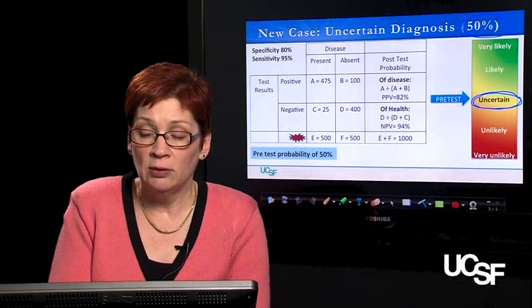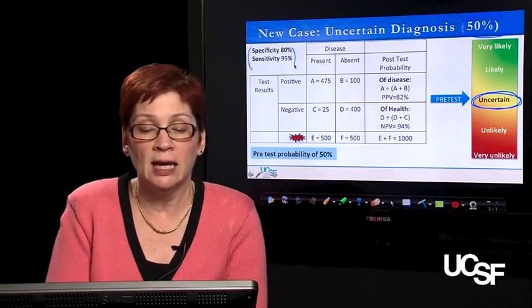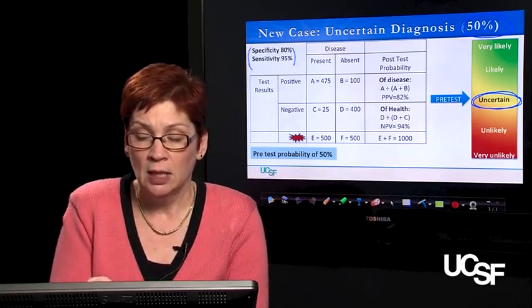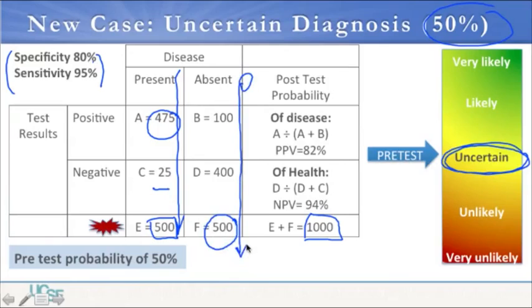So again, we filled out our 2x2 contingency table, and we're going to use sensitivity and specificity of 80 and 95% like we did for the last case. Here's our total population. 50% times 1,000 is 500. We multiplied that 500, which represents all people with disease, by our sensitivity to fill in quadrant A, and then by extension, quadrant C. And then we multiply quadrant F, which represents all people who are free of disease, by the specificity to fill in quadrant D, and by extension, quadrant B.